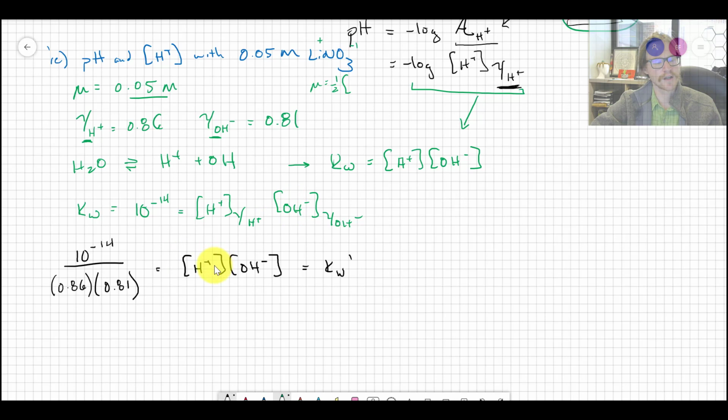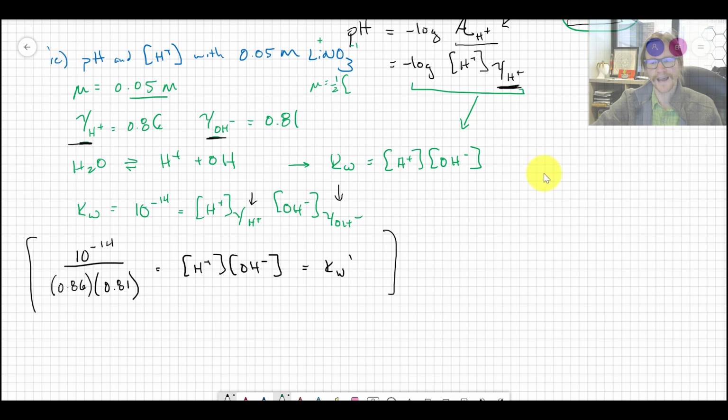So I just substituted the values for our activity coefficients into the expression that we just used, and then I just divided them into the 10 to the minus 14. So what we're left with is an expression that looks like this. We have the original Kw now being corrected for, or divided by, the activity coefficients, that being equal to the hydrogen ion concentration times the hydroxide ion concentration. So in effect, we've calculated an adjusted, or activity corrected, Kw value.